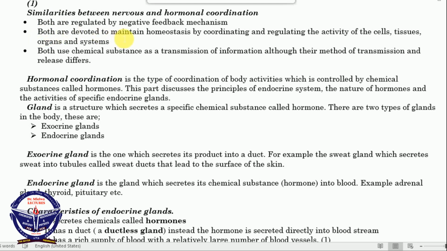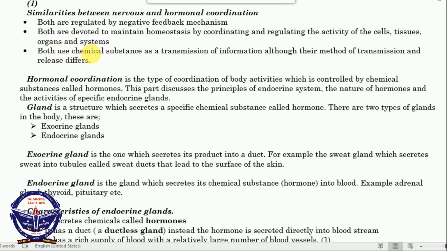The second similarity is that both are devoted to maintaining homeostasis by coordinating and regulating activities of the cell, tissue, organs and system. So all these systems have the job of maintaining homeostasis. How are these two systems involved in maintaining homeostasis? You will understand more when we discuss homeostasis and regulation, because the major aim of coordination is maintaining homeostasis. Without maintaining homeostasis, an organism can die, because there is a rise or fall of temperature, a rise or fall of body sugar and different things. Now, in the absence of chemical and endocrine coordination, the organism would die.